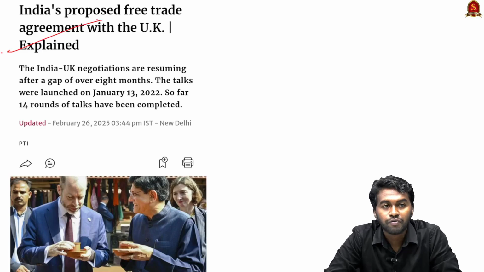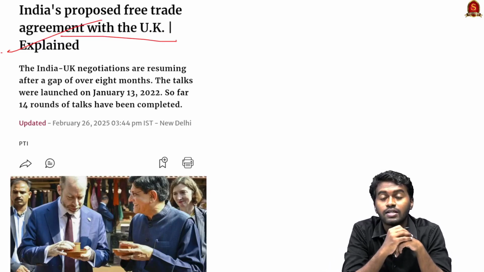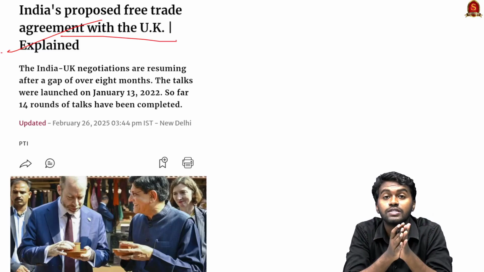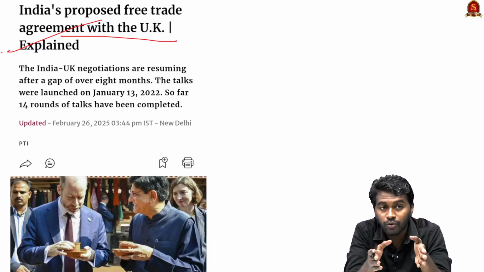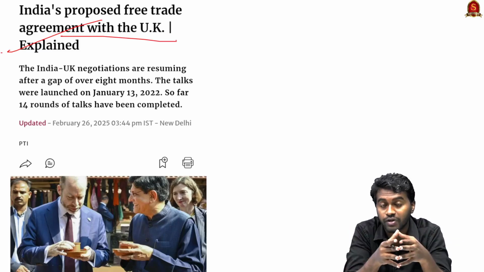India's proposed free trade agreement with the United Kingdom. The article is taken from The Hindu. India has signed 13 free trade agreements and 6 preferential trade agreements with the different nations, and the most important one is the free trade agreement with the United Kingdom. So in this background, we are going to see what is meant by the free trade agreement, what are the benefits, and what are the different types of trade agreements that we have.